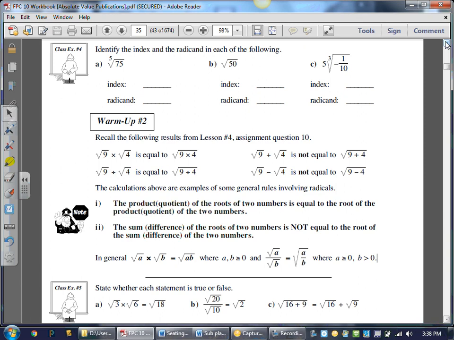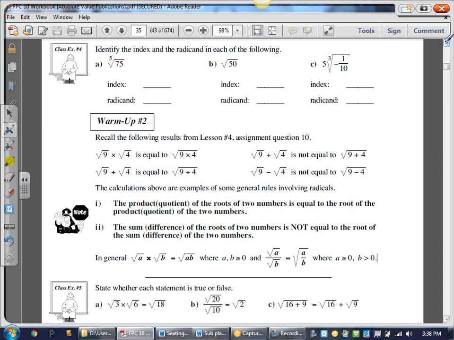Okay, so this is pretty easy. If you saw the last page, all you have to do is identify the index and the radicand in each of the following. So the index is the 5, the radicand is the 75. What's the index here? There's nothing there. That means there's a 2. The radicand is 50. In part C, this 5 simply is multiplying it. So the index is still a 3, and the radicand is the -1/10. The 5 doesn't really fit into either of those 2 categories. It's just multiplying it.